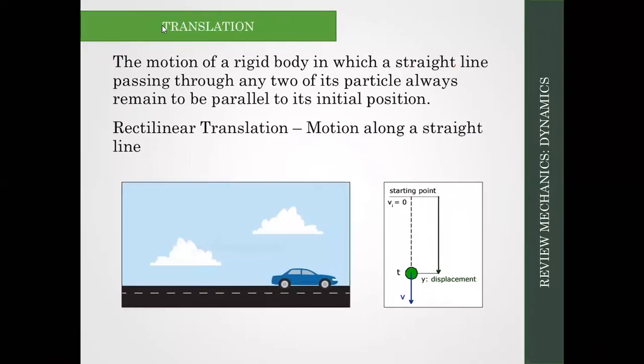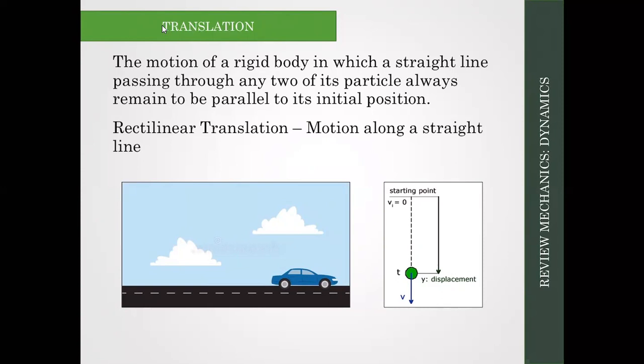And translation is defined as the motion of a rigid body in which a straight line passing through any 2 points of its particle always remains parallel to its initial position. So pag sinabing translation, yung movement natin from one point to another point is naka-straight line lang siya. Specifically, rectilinear translation yung tawag natin sa kanya kasi nga it's moving on a straight line. Meron naman tayong tatawag na curvilinear translation. So yung path ng movement ng body natin is on a curve.